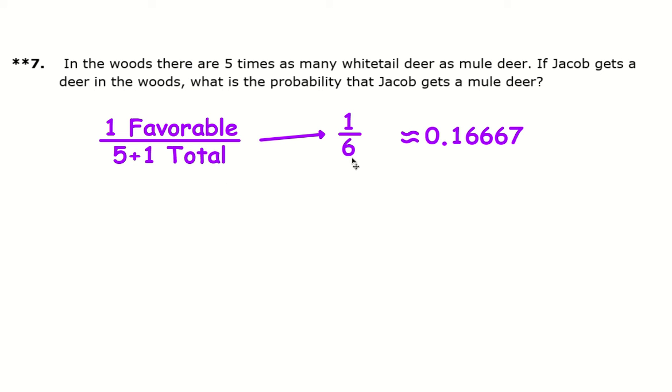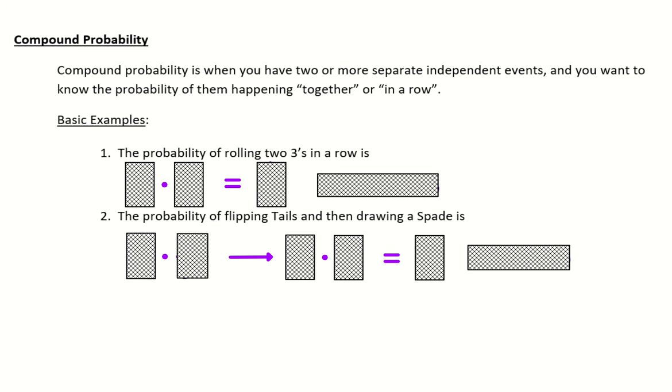So 1 out of every 6, basically. The bottom line is 1 out of every 6 deer is a mule deer, because that'd be 1 in 5 otherwise. You know what I mean? 5 times as many. Good problem.